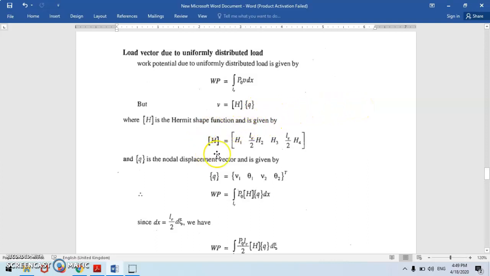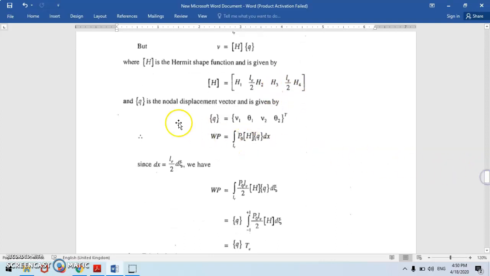And what is H? H is h1, h2 times Le by 2, h3, and h4 times Le by 2. Q is the nodal displacement vector, v1, theta 1, v2, theta 2. These two are for node 1, and these two are for node 2. The work potential equation becomes integration of P naught, where we replace V by H into Q, dx.